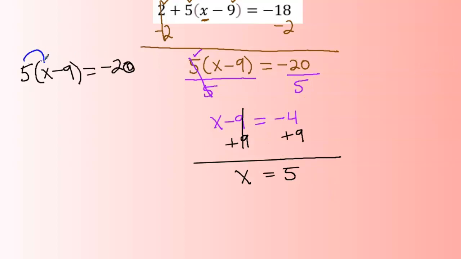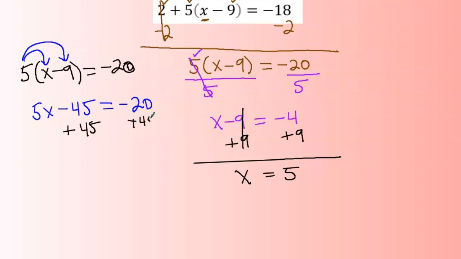So distributing means you multiply the 5 over the subtraction. 5 times x would have been 5x. Then 5 times negative 9 would have been negative 45. And then equals negative 20. Now we want to get rid of the negative 45, so we will add 45 here and repeat the same thing here, 45, and then that will go away, leaving us with 5x equals, here, negative 20 plus 45. The positive is bigger, so the result has to be positive, so 25.